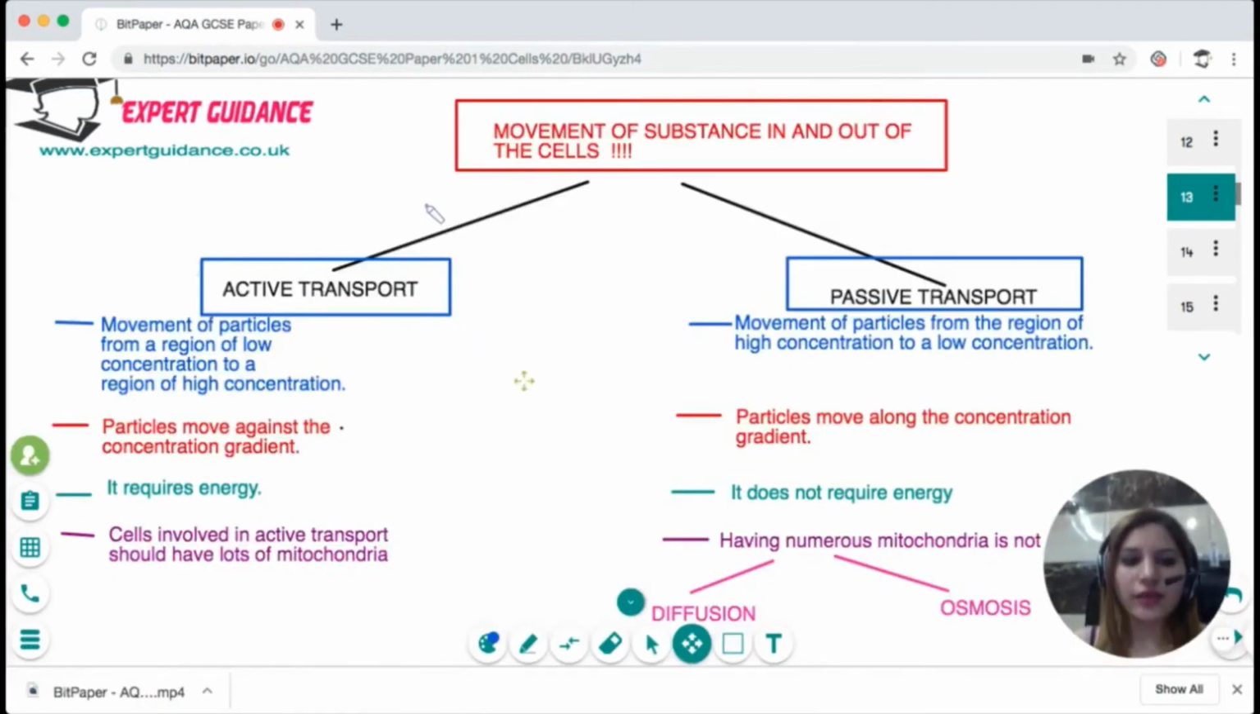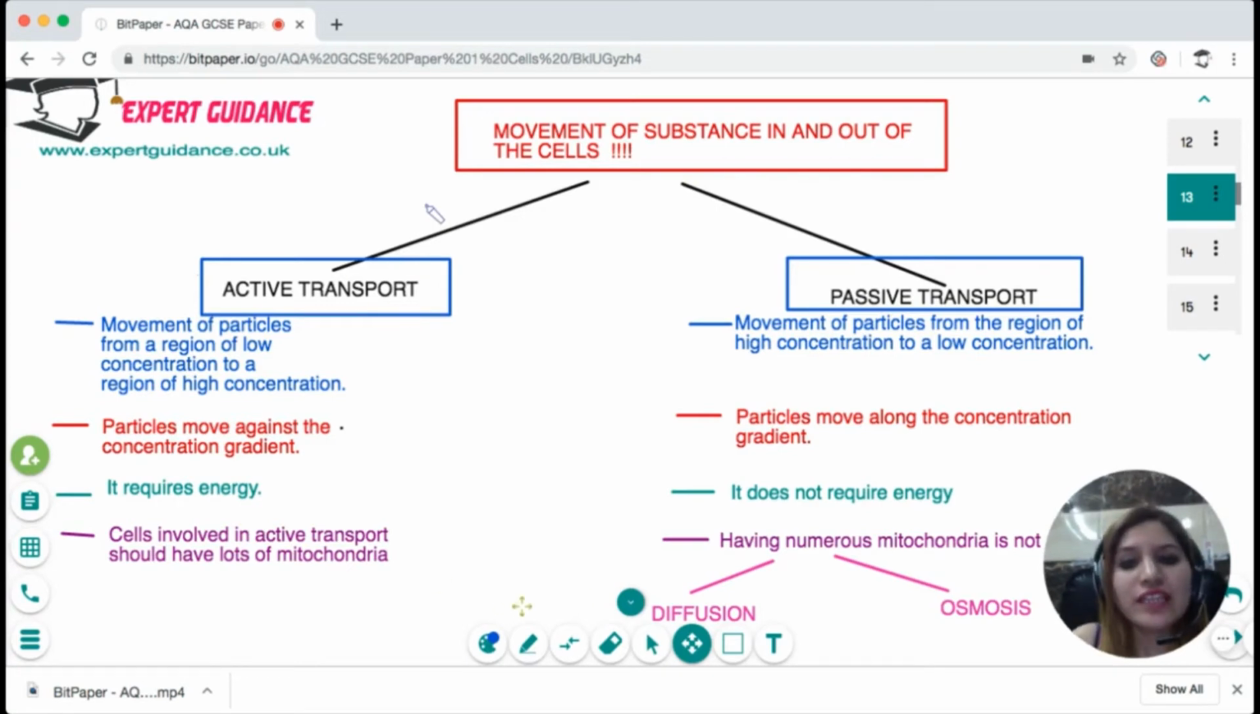So now we have looked in what are the different structures found in the cell and what are the functions of each of the cell organelles. Now, in order for the cell to survive, the cell needs materials. The cell needs oxygen, the cell needs glucose, the cell needs proteins, enzymes, and on the other hand, the waste products are also produced in the cell. So the cell needs to get rid of them as well.